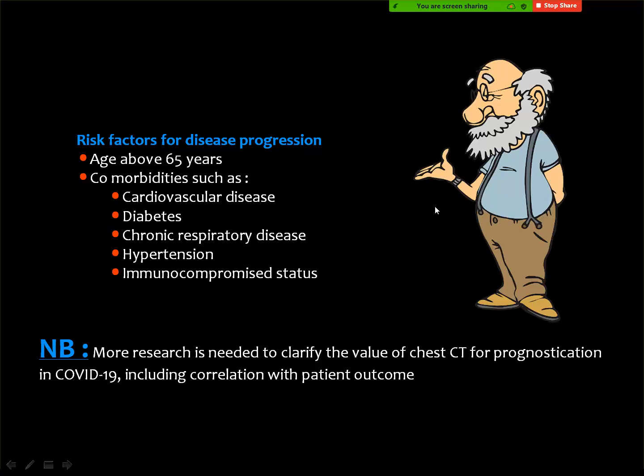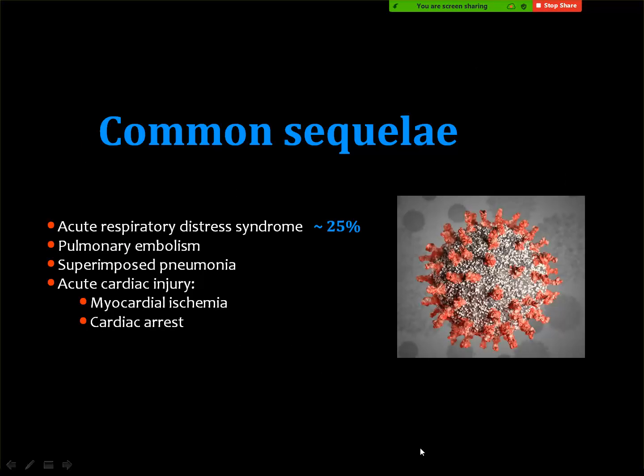Then who is subject to complications, or what are the risk factors for progression? Old age and the presence of comorbidities like cardiovascular disease, diabetes, chronic respiratory disease, hypertension, and immune compromised status. What are the most dangerous complications? Number one, acute respiratory distress, pulmonary embolism, superimposed bacterial infection, and acute myocardial injury.